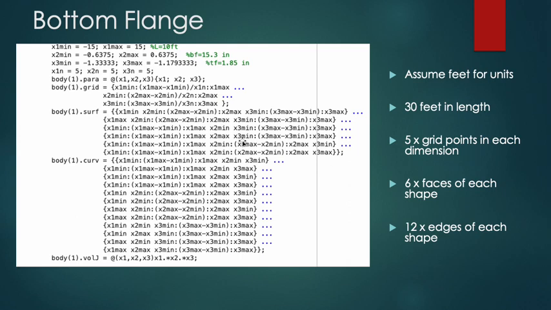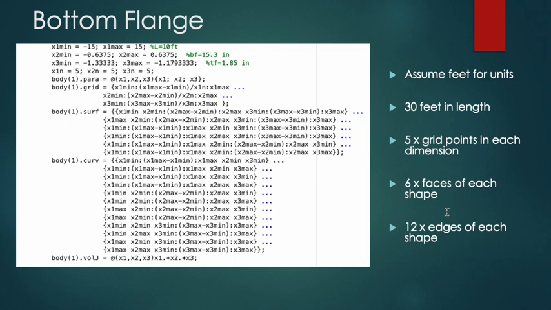So here's the bottom flange. I assumed feet for units just to keep it consistent. And I did a 30-foot length just so it was a little easier to see what was going on with the beam. But I kept the origin at 0, 0, 0, so that's why you see the negative 15 to 15. And that's for the actual length in the x1 direction. The x2 direction is the flange width, and the x3 direction is the flange thickness, with all those dimensions adjusted to place them correctly.